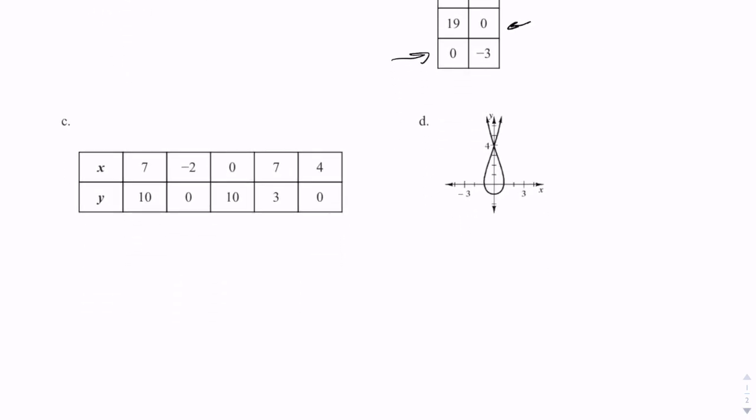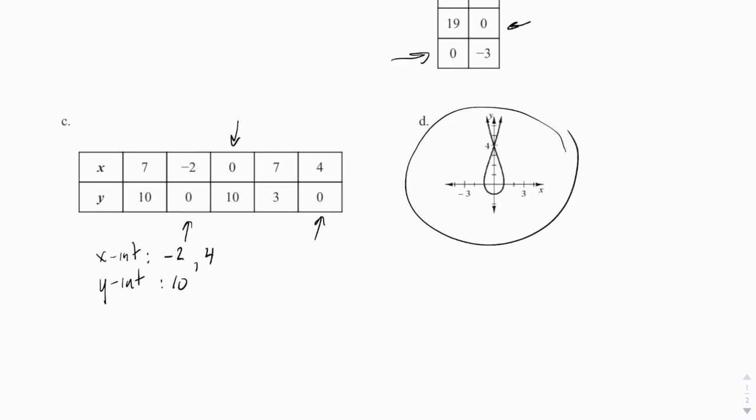So for C, the x-intercept is when y is 0. So y is 0 two times here, right? So there are two x-intercepts, one at -2, one at 4. And the y-intercept is when x is 0, so the y-intercept is at 10. And again, we already said that in the electronic book that I'm using at this time, this function is wrong.